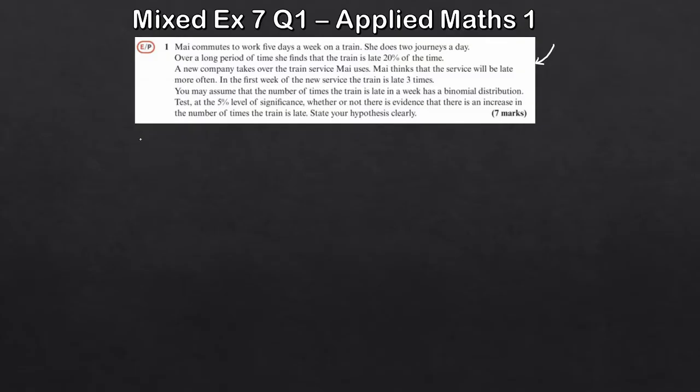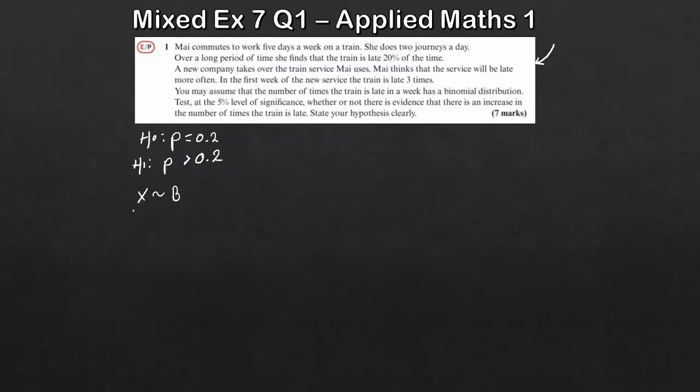So if we just quickly define our hypothesis, H0, we're saying 20% of the time, so if we write that as a decimal, P equals 0.2. And then H1, so again P, the probability, she thinks it's going to be late more often, so that's P greater than 0.2. The higher that probability, the more often it's late. So now we need to define the distribution.